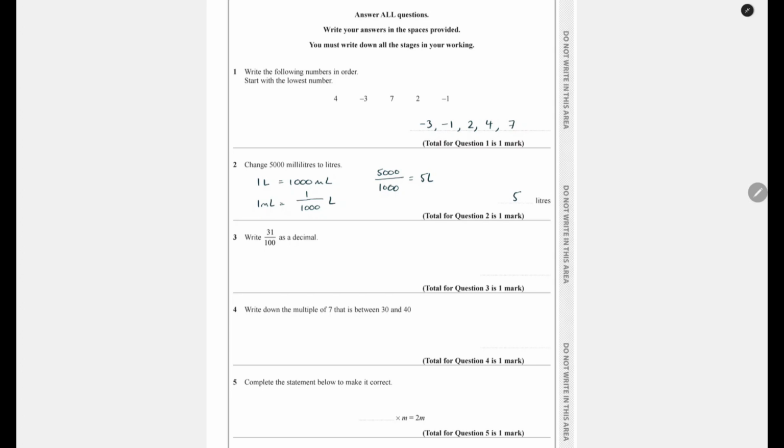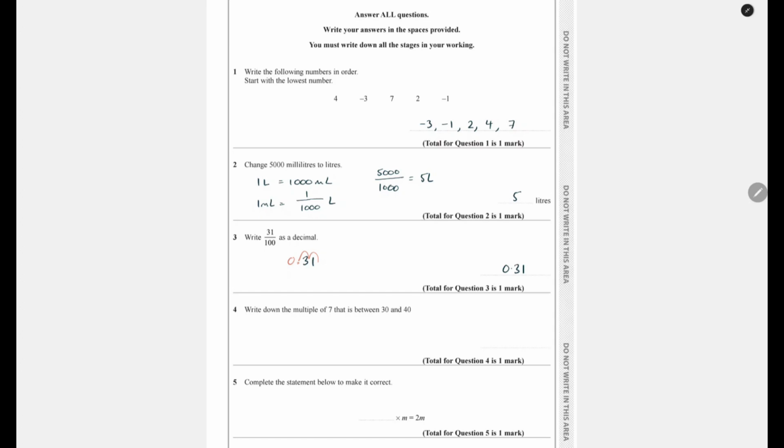Question 3 says, write 31 over 100 as a decimal. So we're going to write 31 and we're dividing by 100, so we're moving the decimal place to the left hand side. There's 2 zeros in 100, so we're moving it by 2 places. 1, 2. And so our answer is 0.31.